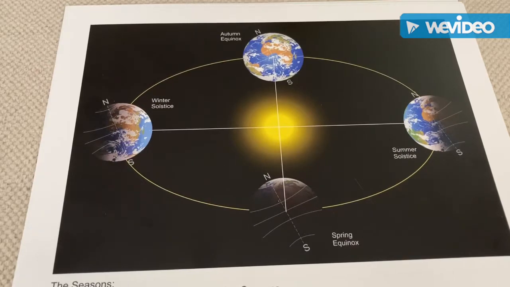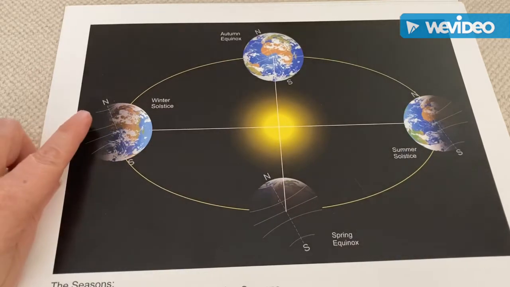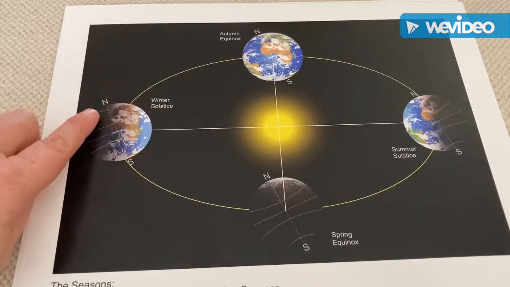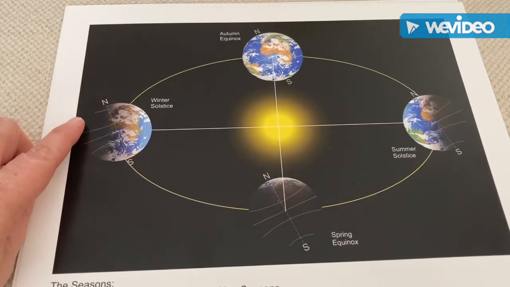When the earth is tilted furthest away from the sun in the northern hemisphere, we call this the winter solstice, or the first day of winter. This is the longest night of the year. There are more hours of darkness this day than any other day of the year.